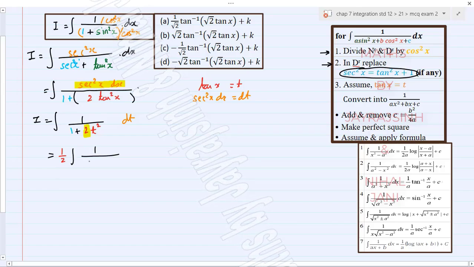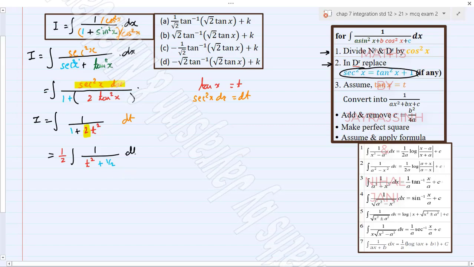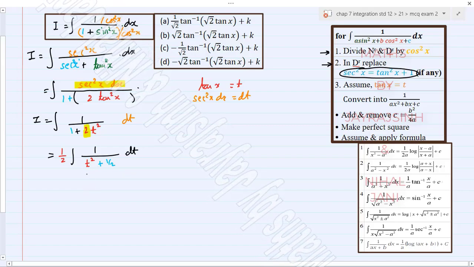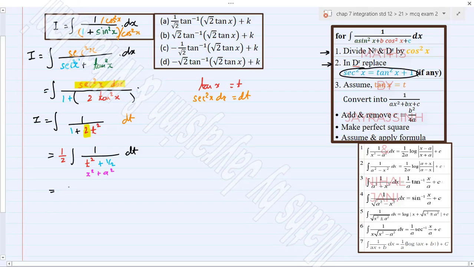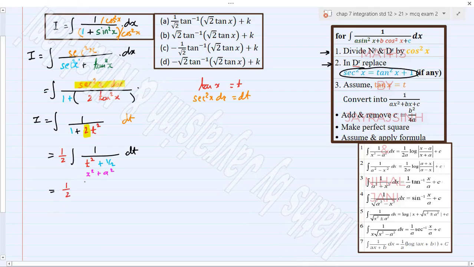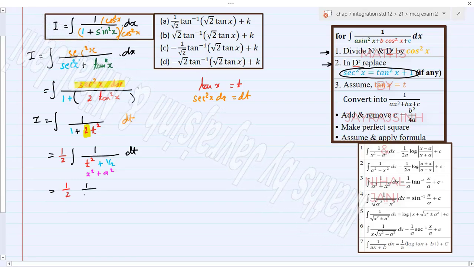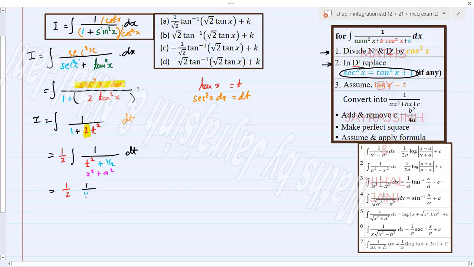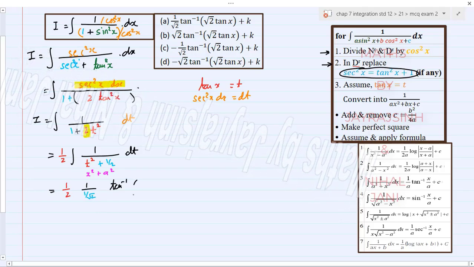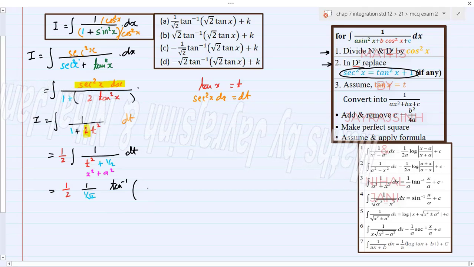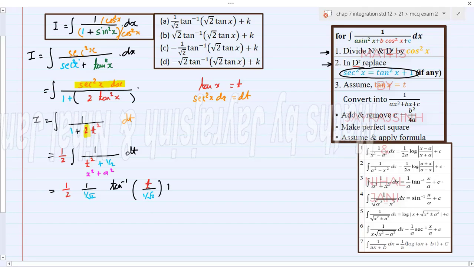Integration of 1 upon t square plus 1 by 2 dot dt, which is in the form of x square plus a square. So our 1 by 2 will be as it is, and integration of 1 upon t square plus 1 by 2 will be 1 upon a, we can say 1 upon root 2 tan inverse of x upon a, you can say t upon 1 upon root 2, plus c.